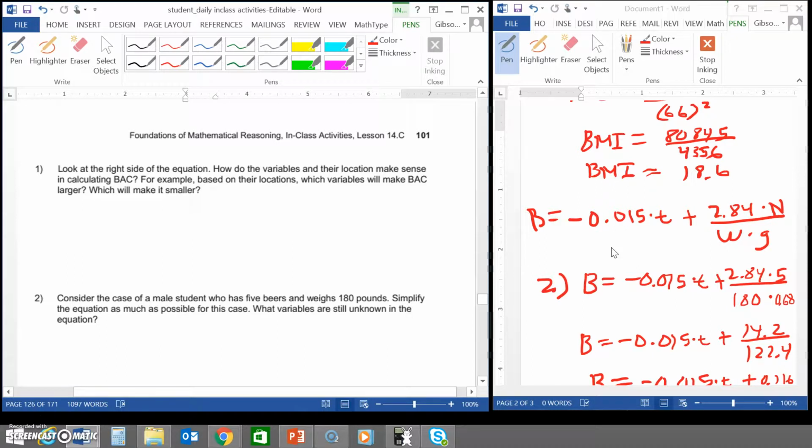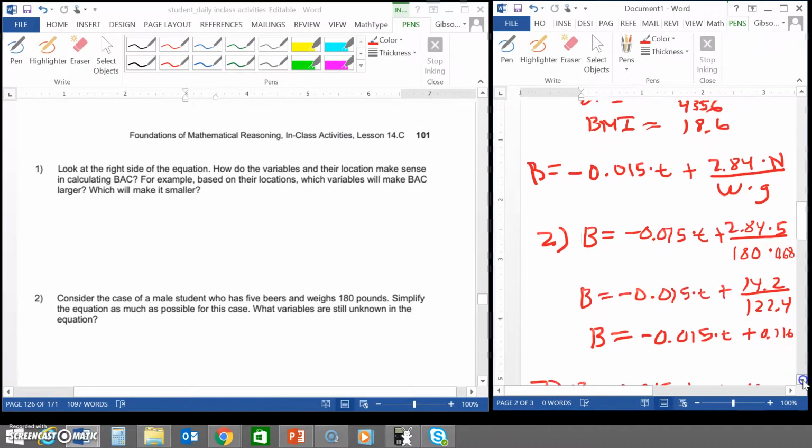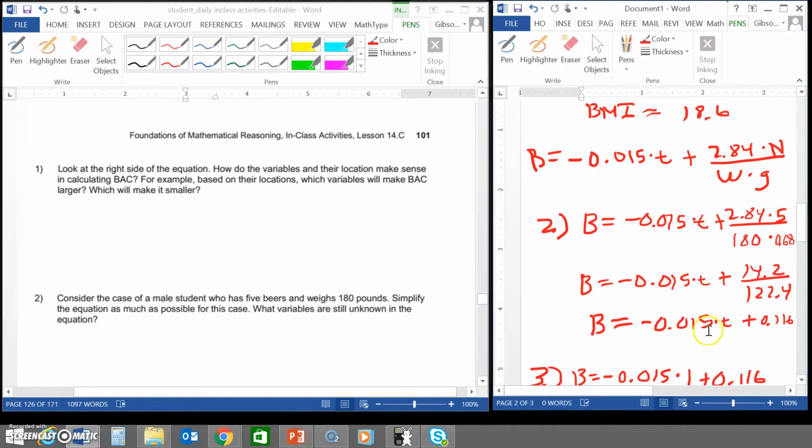Okay, now number 2. It says, consider the case of a male student who has 5 beers and weighs 180 pounds. Simplify the equation as much as possible for this case. What variables are still unknown in this equation? I took the liberty of writing this out so you can easily see it. So now we have this formula here. Now we're going to do some substitution. First of all, B is equal to negative 0.0, it's supposed to be 1.5 here.